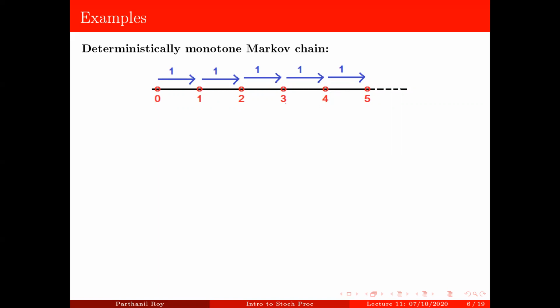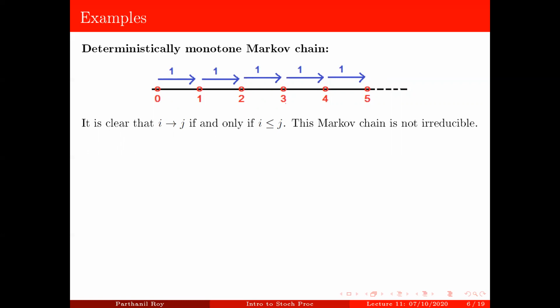Note that if i is strictly bigger than j, there is no way i can lead to j, because here leading to happens only towards the forward direction, only towards the right side. The Markov chain only moves towards the right side. There is no going back. So therefore, i leads to j if and only if i is less than or equal to j. Obviously, this is not irreducible, because, for example, 4 does not lead to 2.